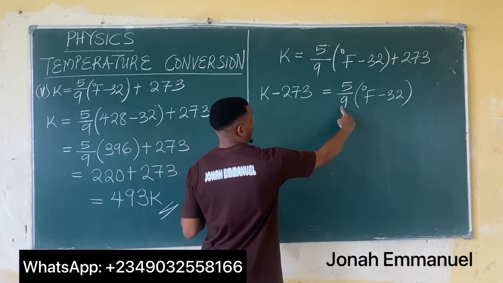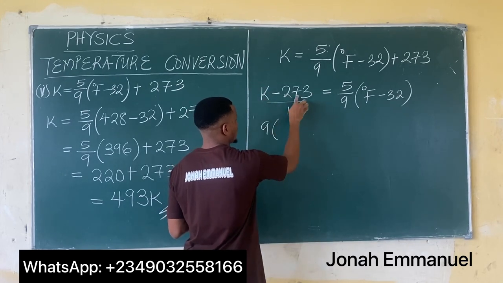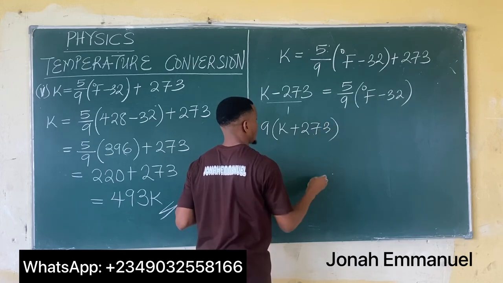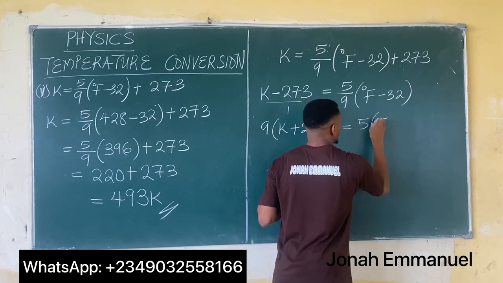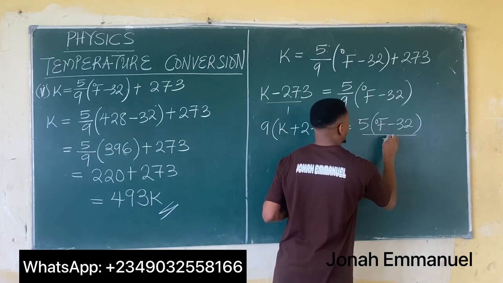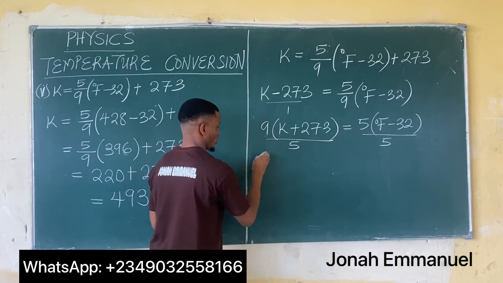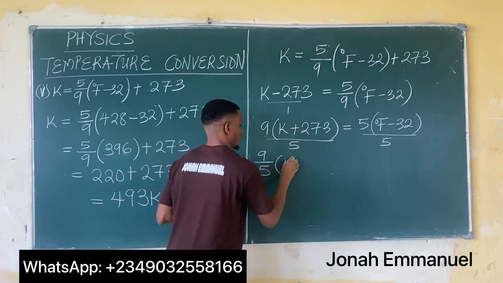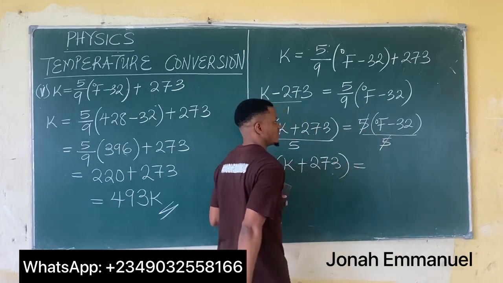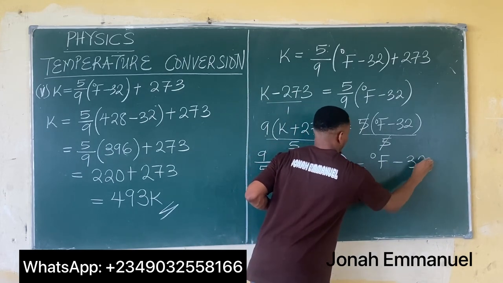My next task will be to use 9, of course, this is over 1. So 9 can multiply all of this. Observe this is in the brackets. So it becomes 9 into Kelvin minus 273 is equal to 5 into degree Fahrenheit minus 32. Of course, I'll have to divide here by 5. I'll have that 9 over 5 into Kelvin minus 273 is equal to, this cancels this, so I'm having degree Fahrenheit minus 32.